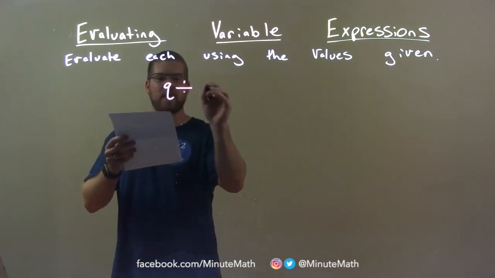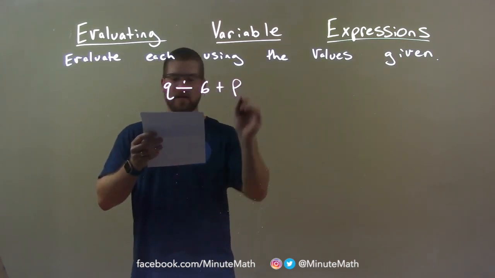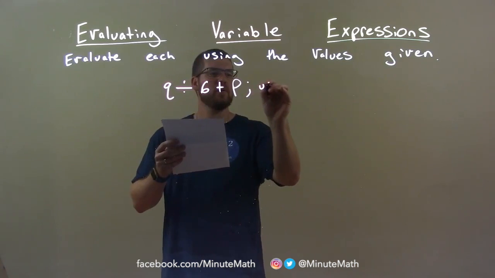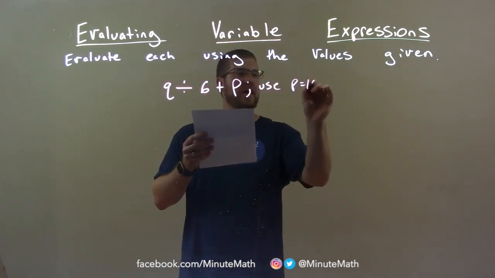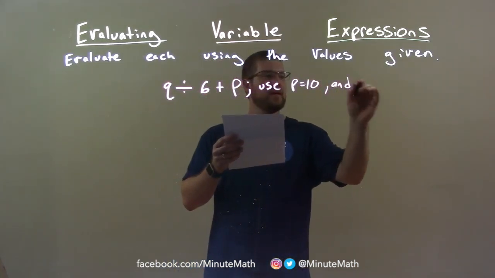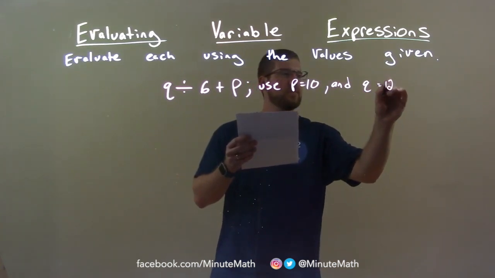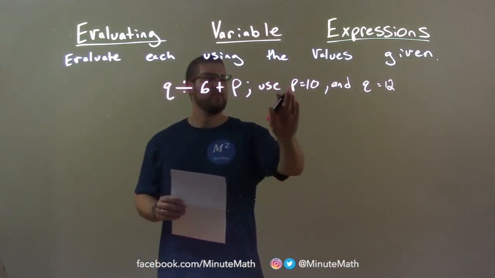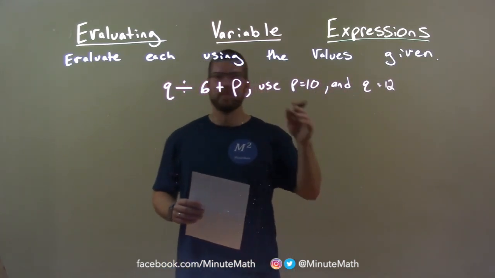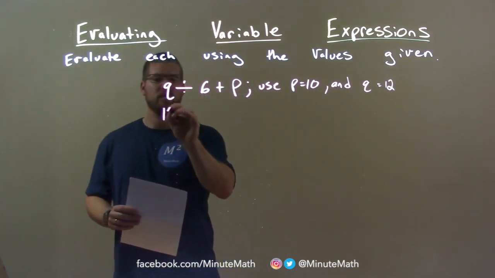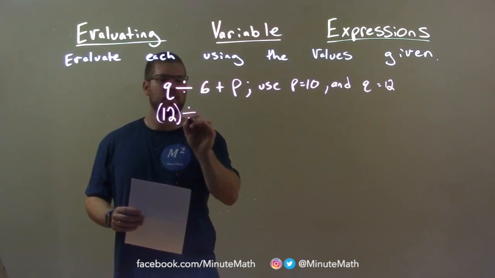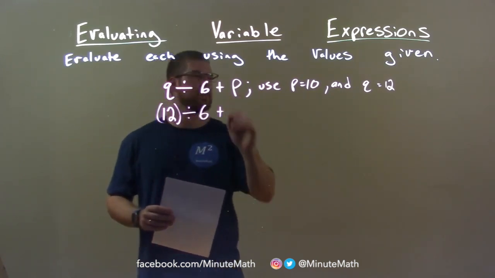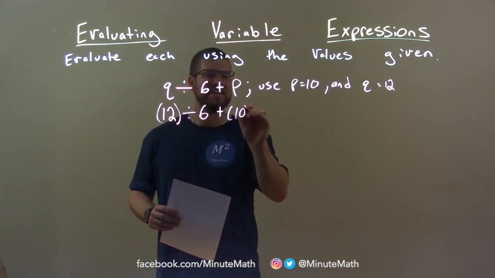Q divided by 6 plus the letter P. And we're using P to be 10 and Q to equal 12. All right? So first thing, substitute our variables in. Q is 12, so we have 12 here, divided by 6 plus the letter P, which is 10.